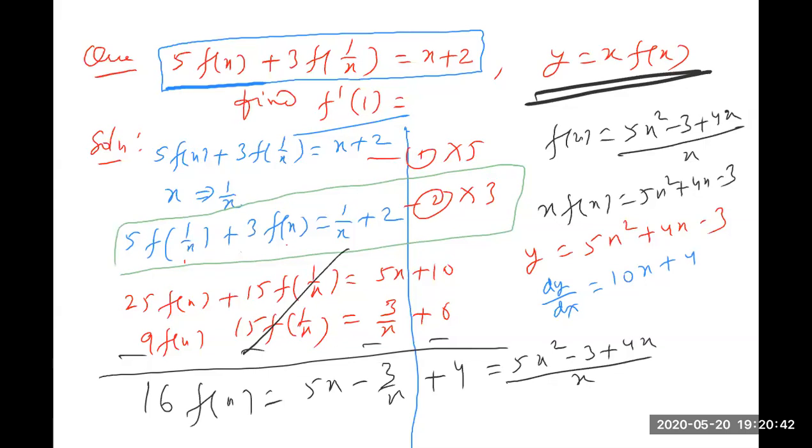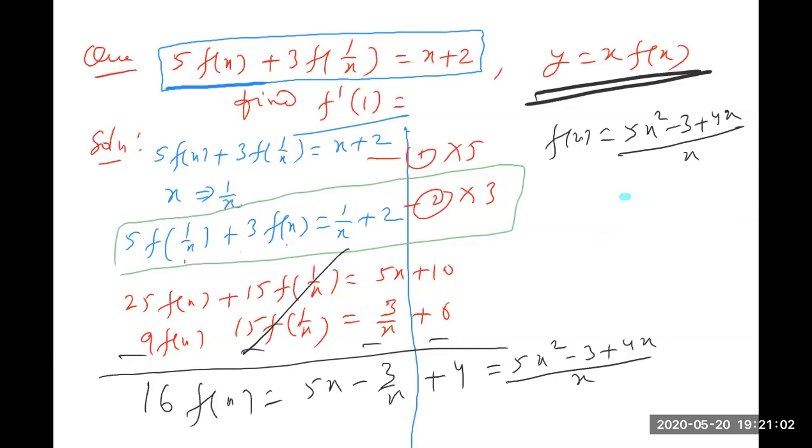Yes, tell me. It was 16 f of x, no, sir? One minute, I will check. Yes, 16 is there. Yes, 16 will come in the denominator. Small mistake is there, calculation mistake. I will make it correct. I will divide by 16 also. Yes, now I think it is correct. So x f(x) is equal to (5x² + 4x - 3)/16.